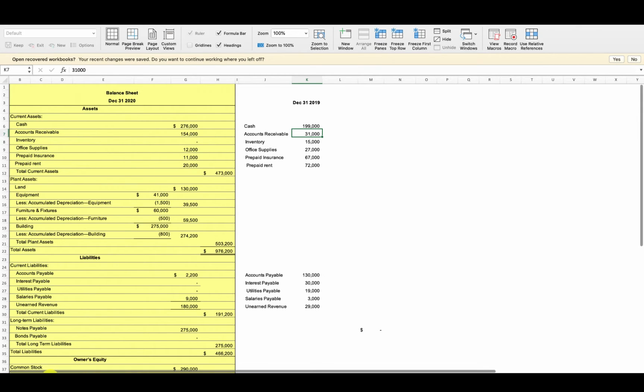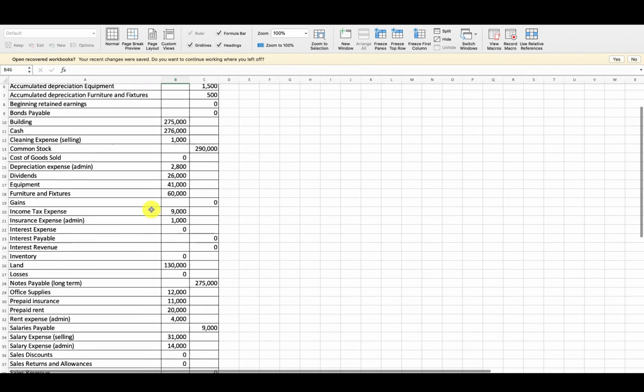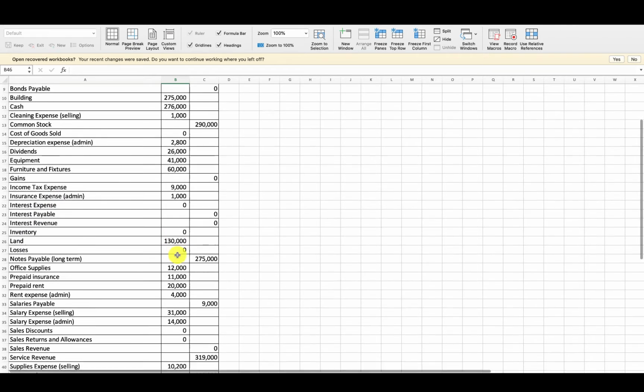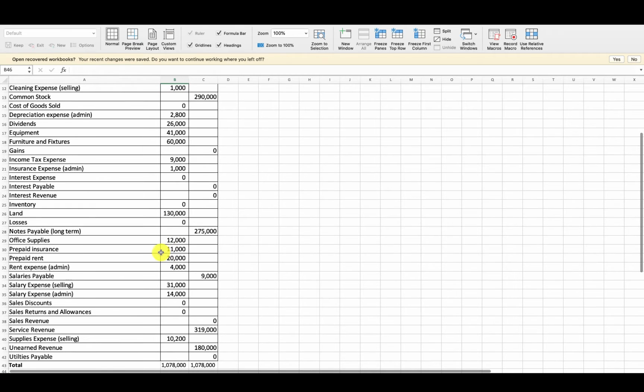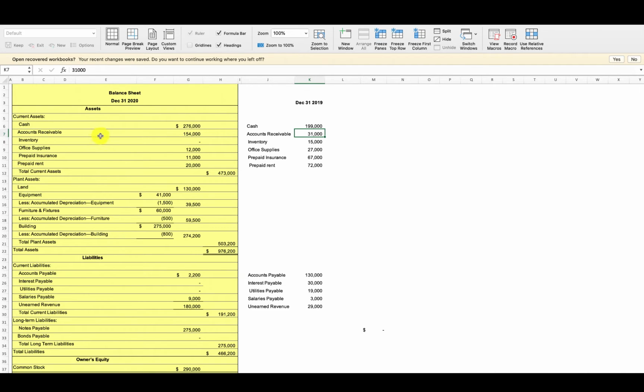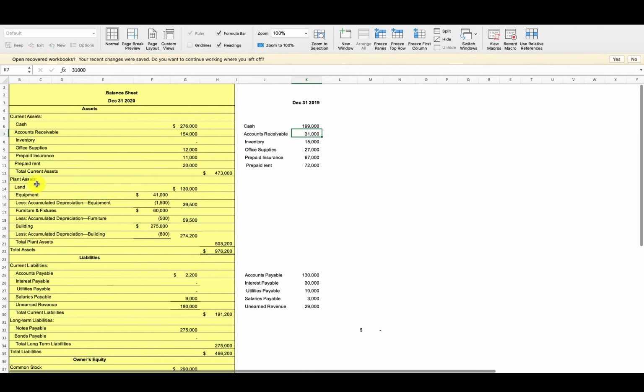prepaid rent. So I go to the trial balance, right? Here's my cash, here's my inventory, here is my prepaid insurance, 11,000 prepaid rent, my office supplies of 12. So I'm going to bring all of those over to my balance sheet, right? Accounts receivable, inventory. So I take all of these numbers from the trial balance and bring it over to the balance sheet. I add them up and my total current assets is $473,000. And you're going to have this outline here. You're just going to need to put it in the right order.